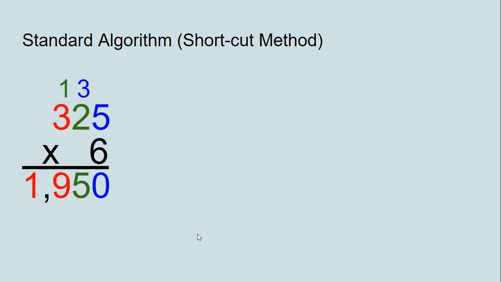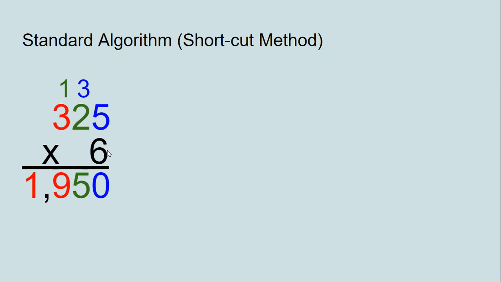Then finally, we learned the standard algorithm, and we call this the shortcut method. It is the shortest amount of work to do. And this is the way your parents and grandparents learned to multiply. So we would start in the ones place and multiply 6 times 5 ones. 6 times 5 ones is 30 ones. I'm going to regroup the 30 ones into 3 tens and 0 ones.